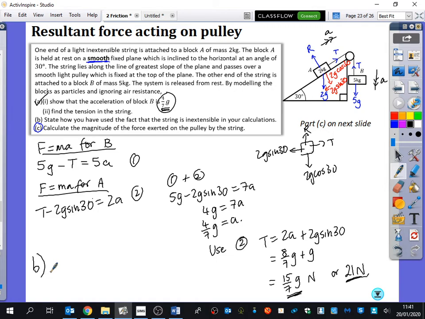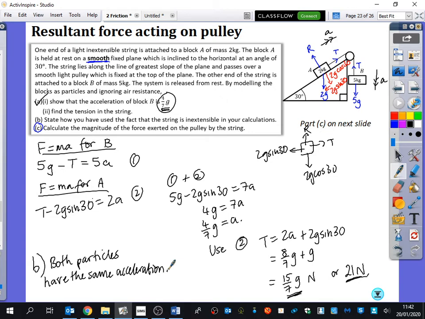And we used that in our calculation here, because we were able to do simultaneous equations because we knew they had the same acceleration. So how you've used the fact that the string is inextensible: both particles have the same acceleration. That's actually how we've used that in this question.